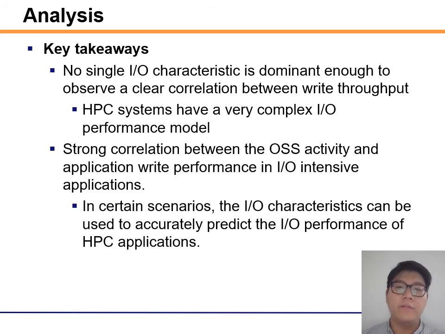Although there are more analyses in the paper, we will conclude the analysis with key takeaways. First, there is no single IO characteristic that is dominant enough to observe a clear correlation with the write throughput. This suggests that HPC systems have a very complex IO performance model. Second, there is a strong correlation between the OSS activity and the application write performance in IO-intensive applications. This result suggests that by looking at a certain group of applications, the IO characteristics can be used to accurately predict the IO performance of applications.